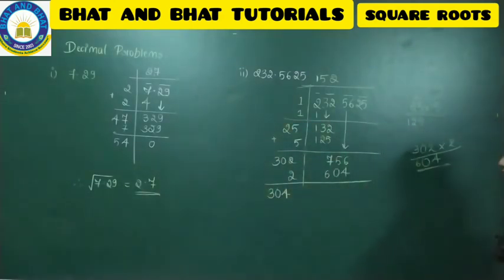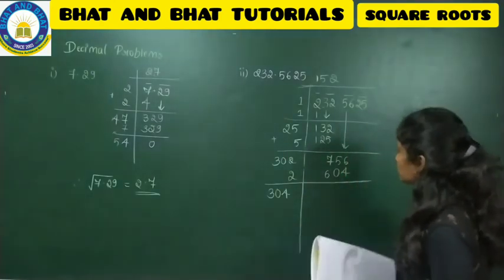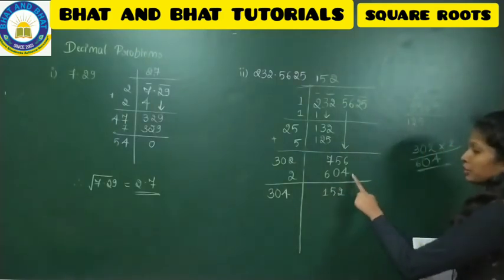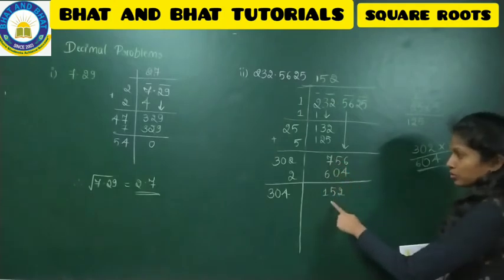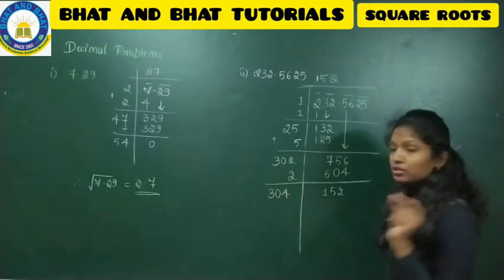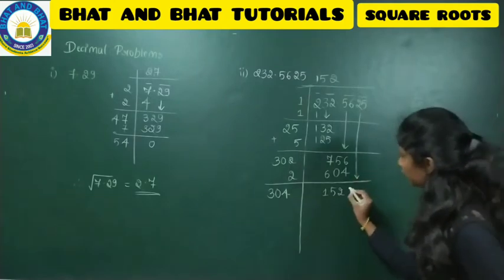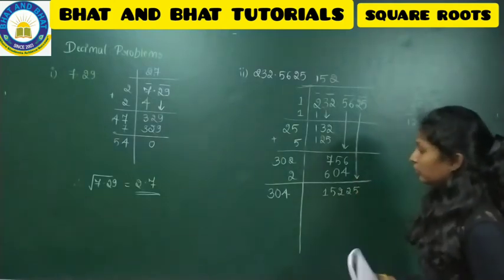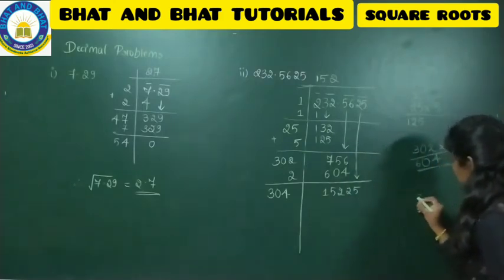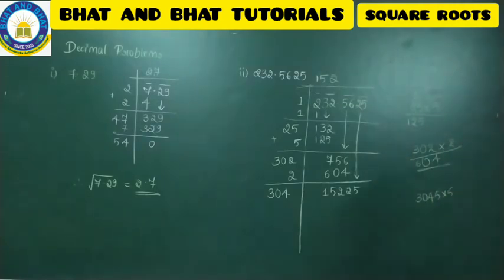So now go with the next calculations. So now you have to minus this. So when you minus you will get 152. How, ma'am? 6 minus 4, 2. 5 minus 0 is 5. 7 minus 6 is 1. And here 302 plus 2 it is 304. And now along with this you have to take the next pair down, that is 25. And now you have to check out with this in which tables it will go. So it is 3045 into 5.